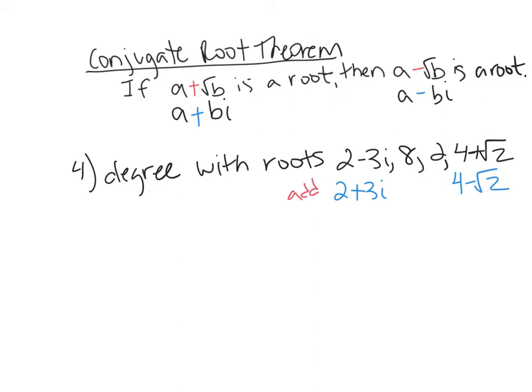Now 8 and 2, those are just integers, so I don't need to add their counterparts. But since I'm adding 2 more, how many total roots am I going to have? I started with 4, I'm adding 2, so that is a total of 6.